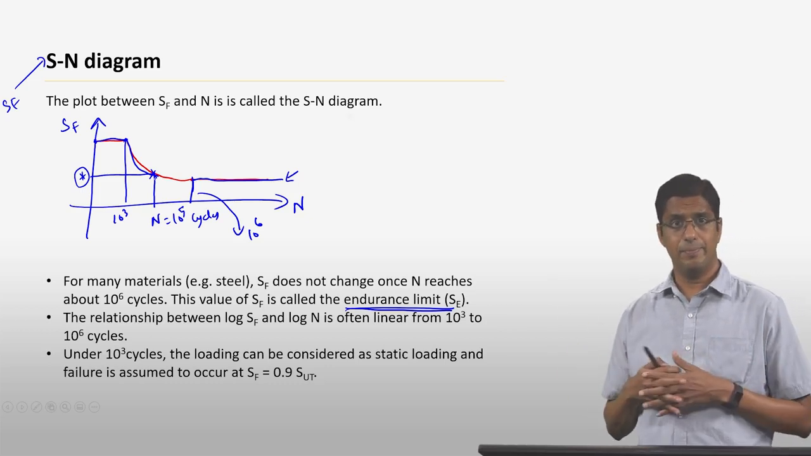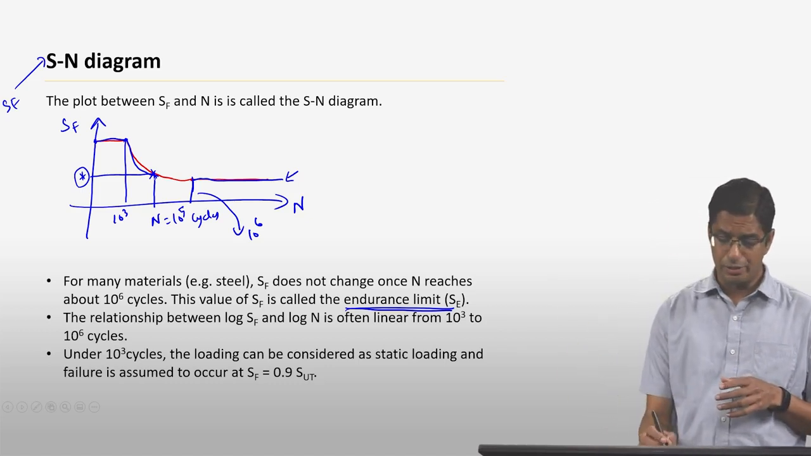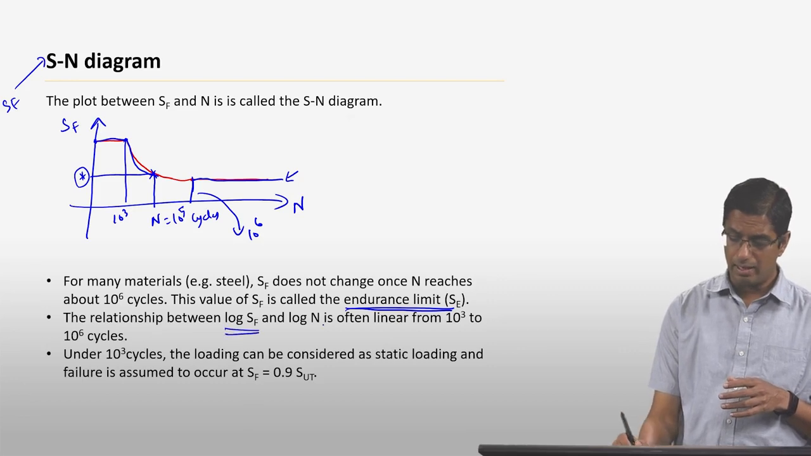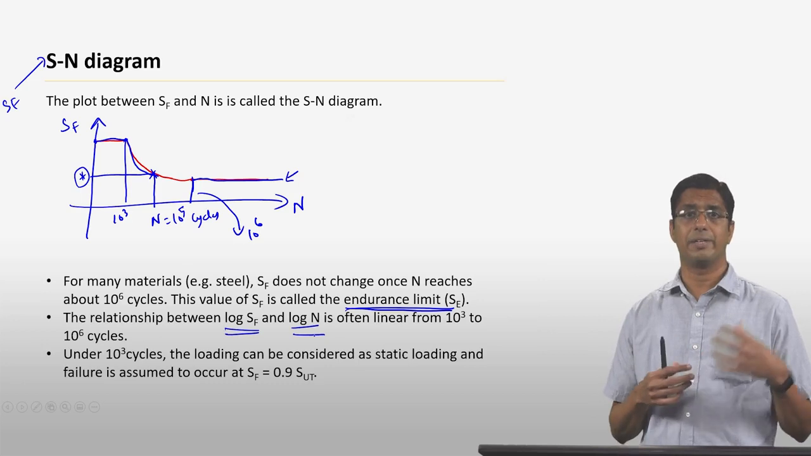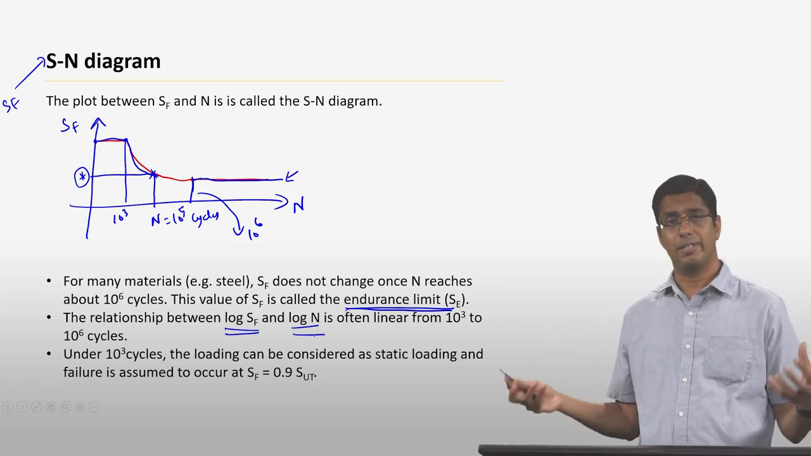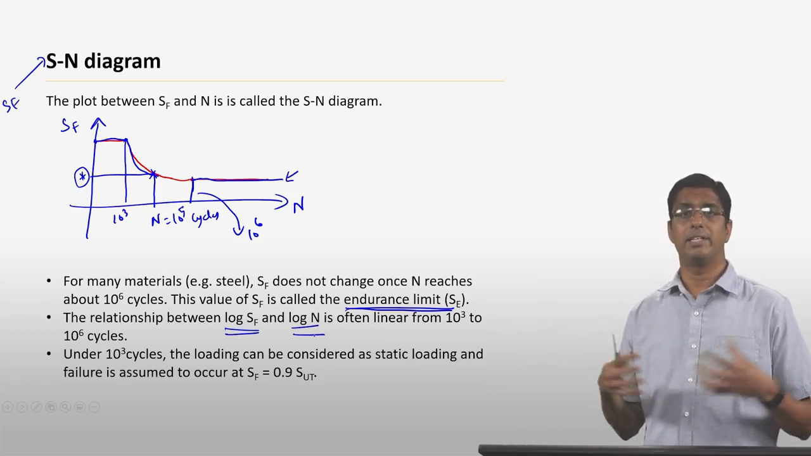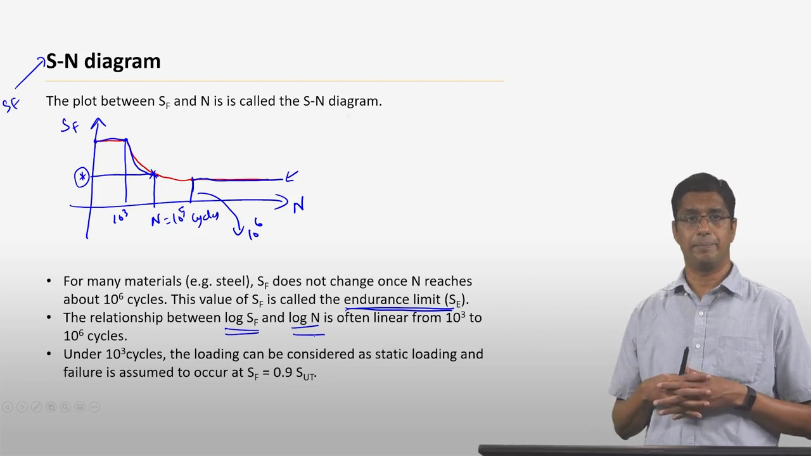Okay, as I told you, there is a relationship between SF and N, between 10^3 and 10^6 cycles, and that is usually captured by a log-log plot. So if you plot the log of the stress that is required to cause failure versus the log of the number of cycles to failure, then there is often a linear relationship.